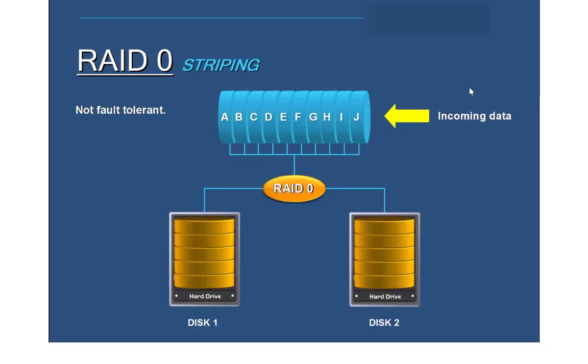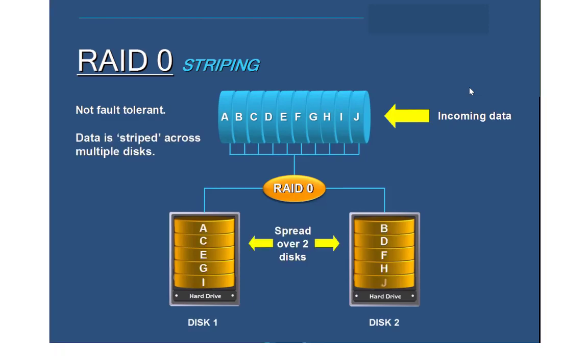RAID 0 is sometimes called striping. For example, if I have data A, B, C, D, E, F, G, H, I, J, K, I will strip it down into different chunks and spread it, striped, across multiple disks. In this case I have 2 disks. I copy some data on disk 1 and some data on disk 2.